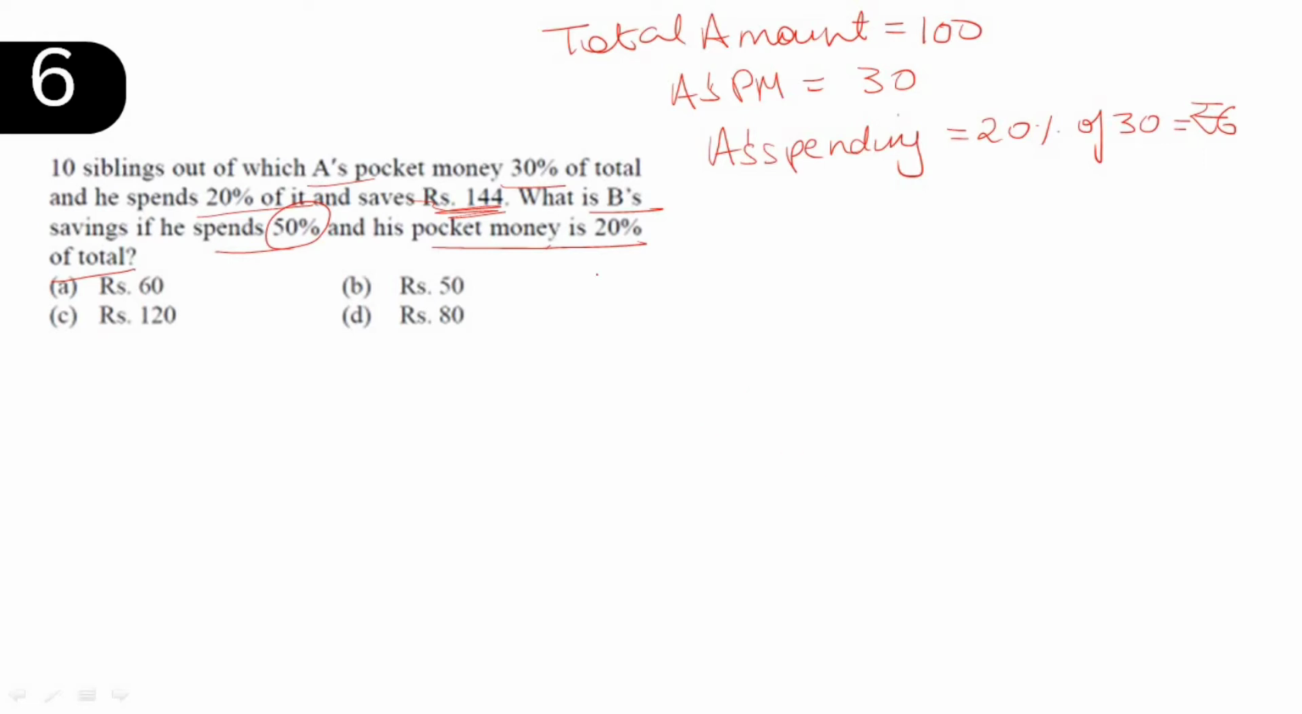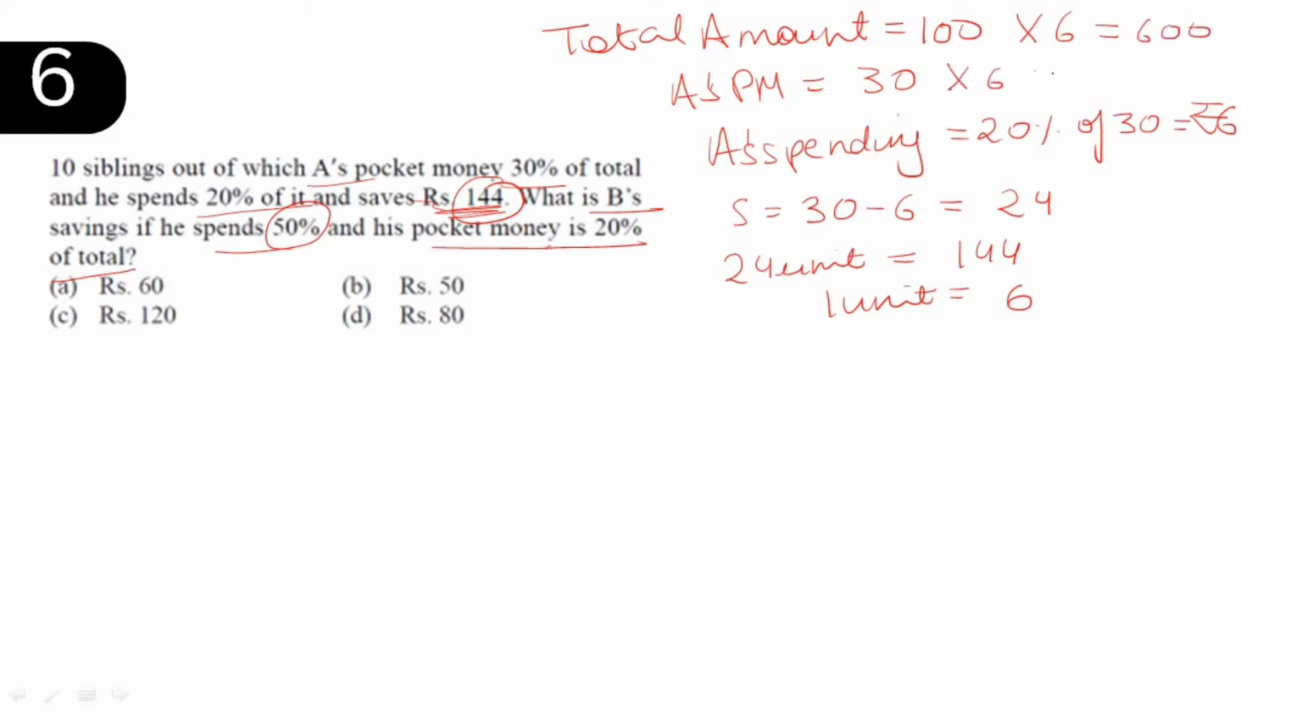So what is the saving of A? Saving is total amount minus the expenditure, which is equal to 24. And in question it is given that he saves rupees 144. So 24 unit which we have taken is equal to 144. So 1 unit, how many times? 6 times. So in total amount we can just multiply by 6 and here it will come 600, again 6, 180. Okay, so 600 was the total amount.